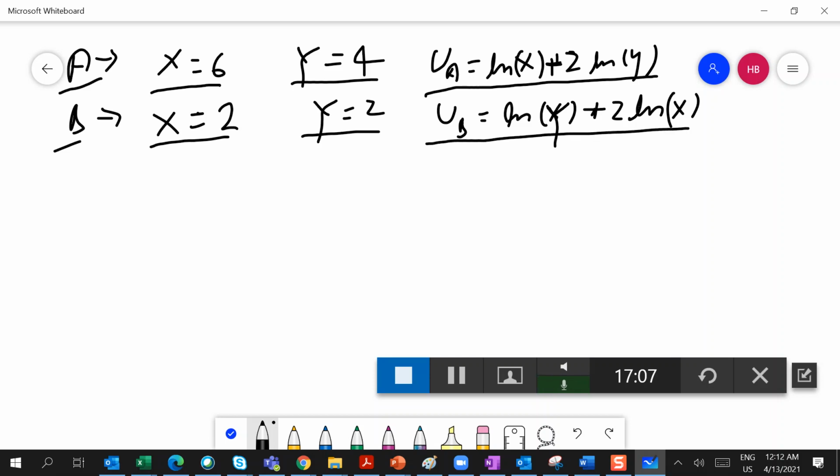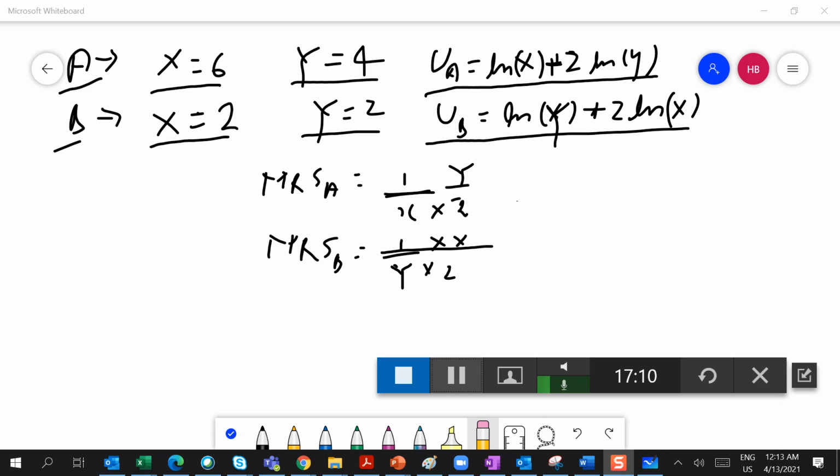Now the marginal rate of substitution for A, if we try to find it out, will be the differentiation of u with respect to x and y, which will give you 1 by x into 2y divided by 2 by y, which is nothing but y by 2x. And the marginal rate of substitution for B will be the differentiation of u with respect to x and y, so that will give you x by 2y.